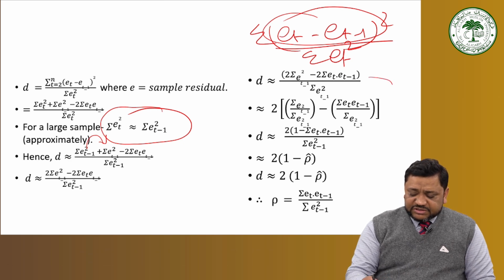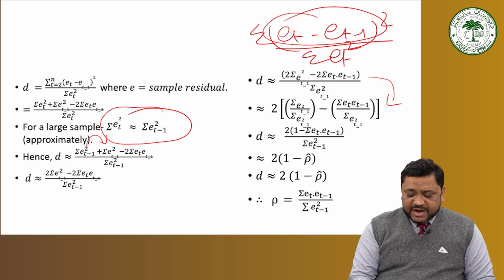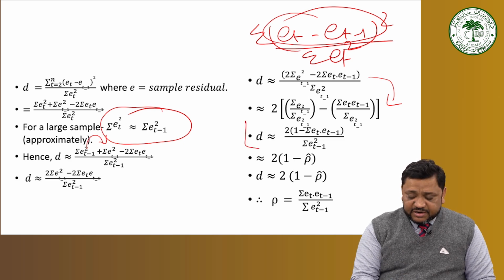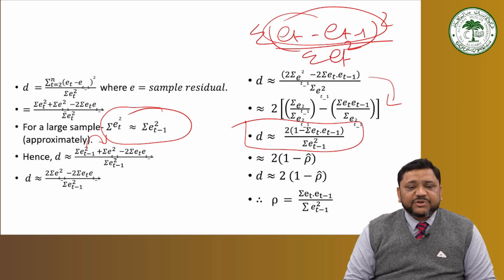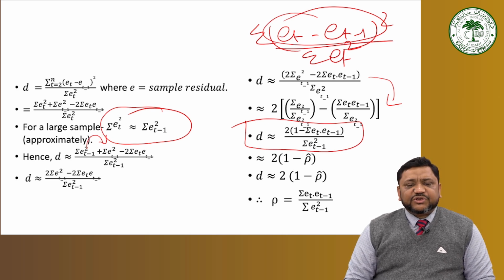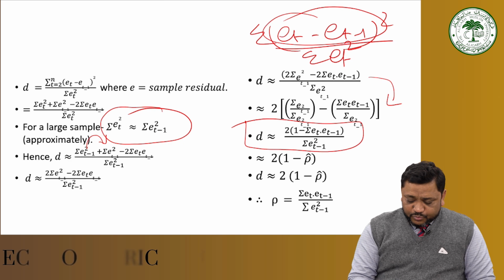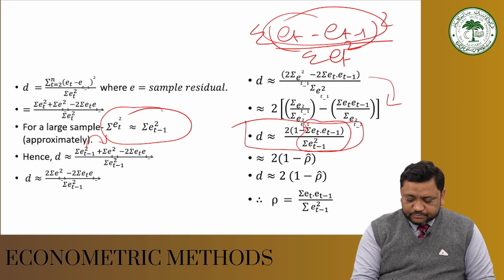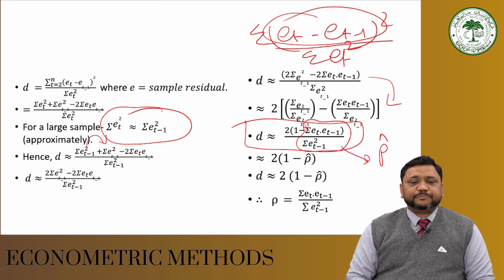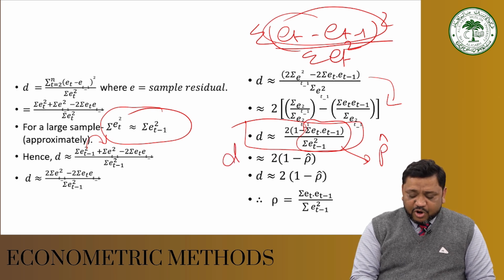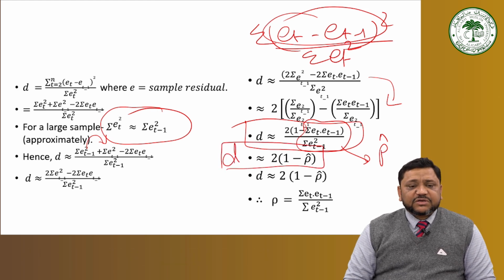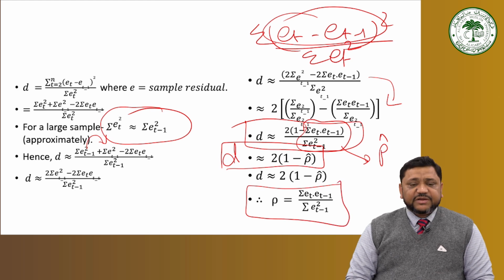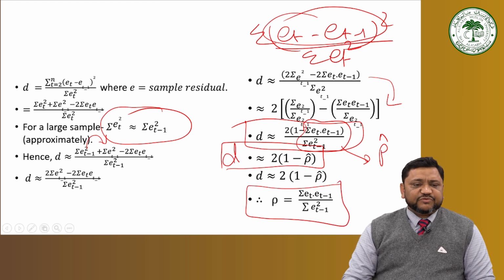Now what we are doing, we are just opening up the things. Upon doing that, it can be written in this format: 2 bracket open 1 minus summation Et minus 1 divided by summation Et minus 1 square. Now rho, we defined this particular thing as rho hat. So D can be approximated as 2 bracket open 1 minus rho hat bracket close. Now rho hat is nothing but summation Et minus 1 divided by summation Et minus 1 square.